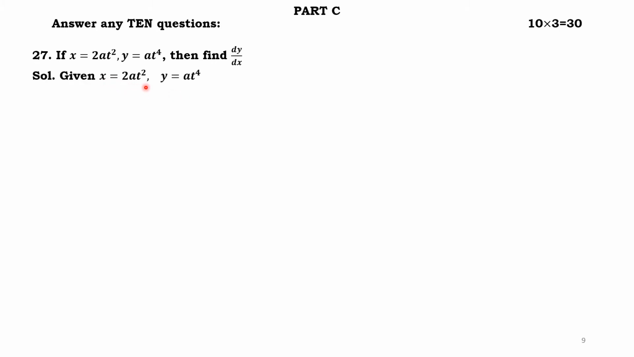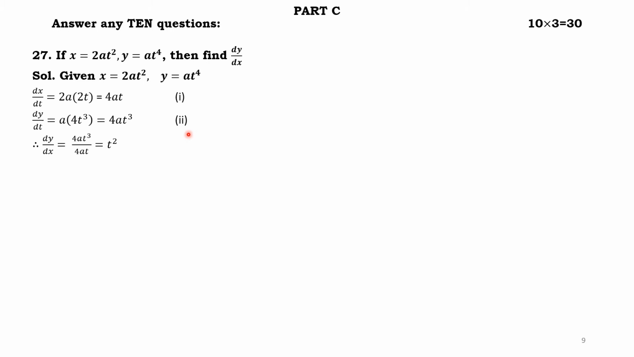x is equal to 2at square and given y is equal to at to the power of 4. dx by dt: now we have to differentiate with respect to t here. There is no y term here. So, dx by dt is equal to 2a into 2t, that is equal to 4at. Similarly, dy by dt is equal to a into 4t cube, that is equal to 4at cube. So, let it be equation 2.